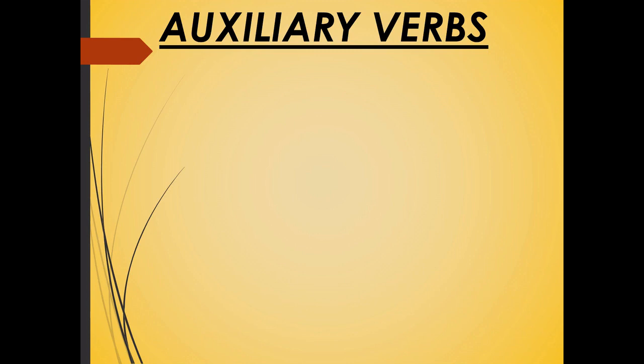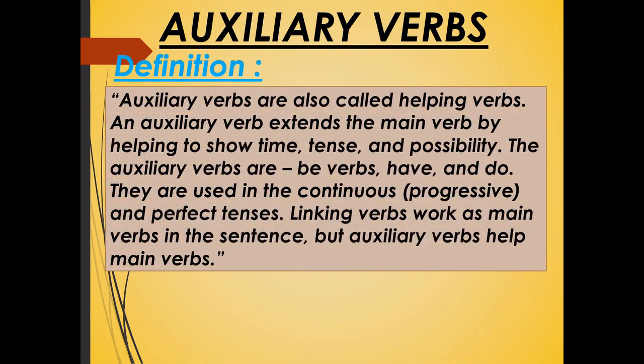Auxiliary verbs. Let's see what is the meaning of auxiliary verbs. Auxiliary verbs are also called helping verbs. And auxiliary verbs extend the main verb by helping to show time, tense and possibility. The auxiliary verbs are be verbs, have and do. They are used in continuous, means progressive, and perfect tenses.